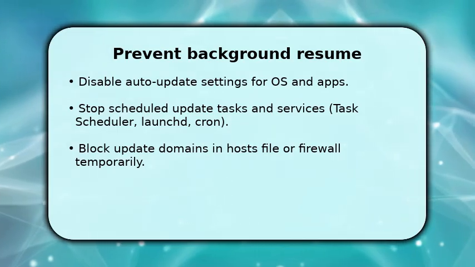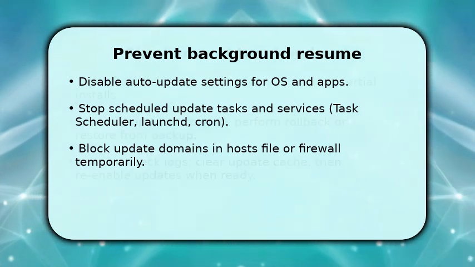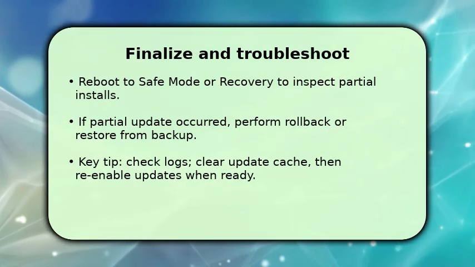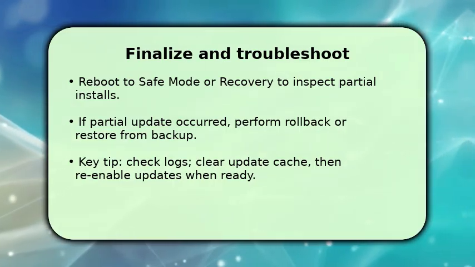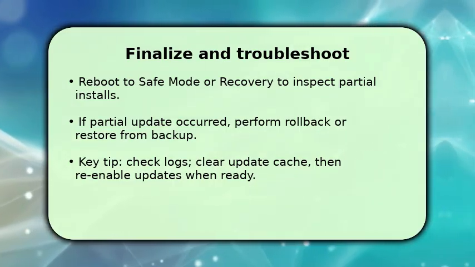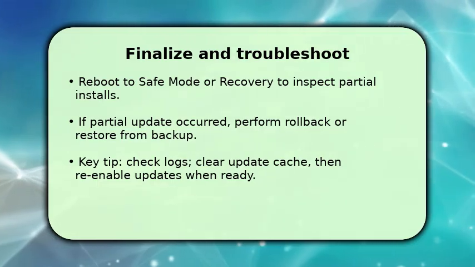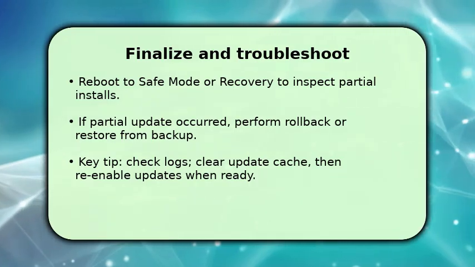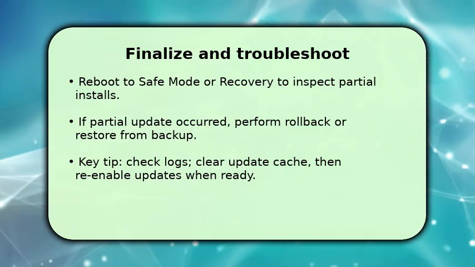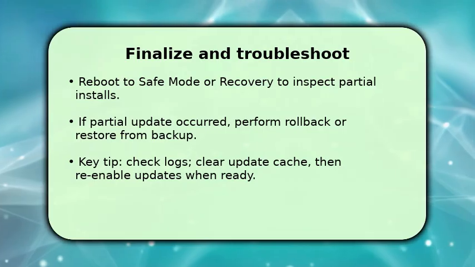Finish by booting into safe mode or recovery so you can inspect for incomplete installs and clear caches. This prevents corrupted files from triggering future failures. If an update partially applied, roll back to a previous restore point or reinstall from a verified backup. Finally, check update logs to confirm cleanliness. Clear the updater cache, and only re-enable updates once you have a recovery plan. If something goes wrong, use safe mode and logs.